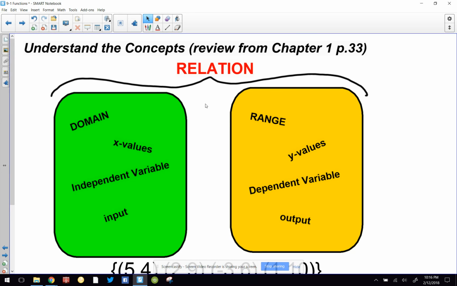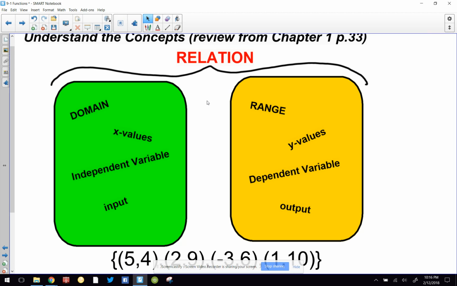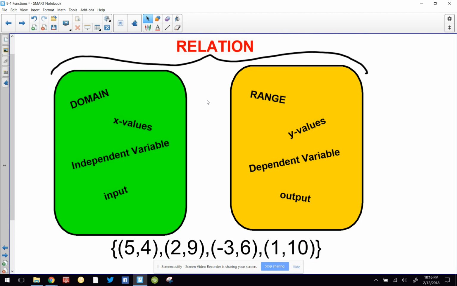So first, a little bit of review so we understand what we're talking about. This is from chapter 1 on page 33. So if you want to pause the video and go back to page 33 and refresh yourself on what a relation is, that would be great. But I can go over that really quickly right here. Now remember, a relation is basically a set of ordered pairs. And down here at the bottom of the screen, I have just some random ordered pairs in braces, and that's a relation. And a relation has two parts.